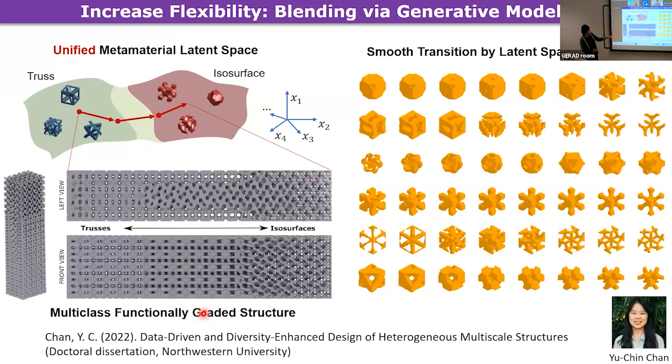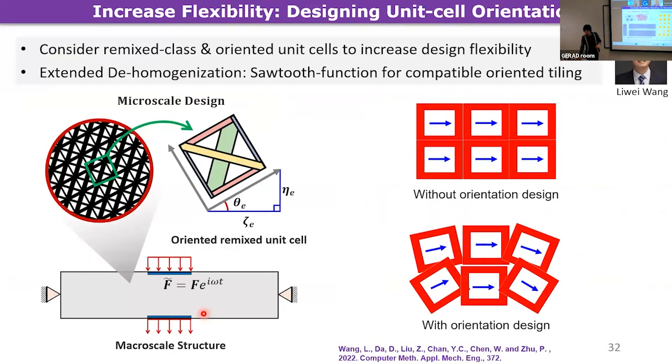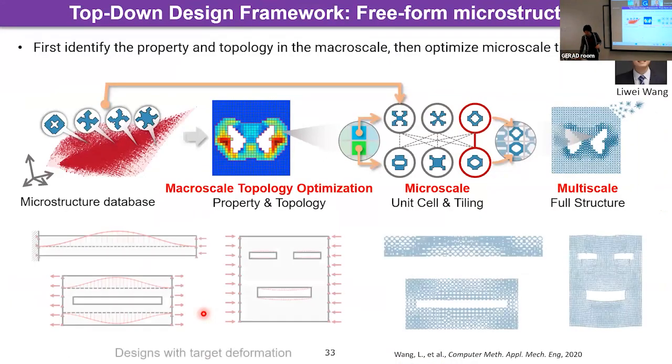We are able to do this functionally graded structure because now we have a generative model that can travel between different classes of material, right? This class, that class, and in between there's a continuous model. It's called the generative model, which allows us to design this in a functionally graded way to mitigate the impact from manufacturing. And we can also change the angle.